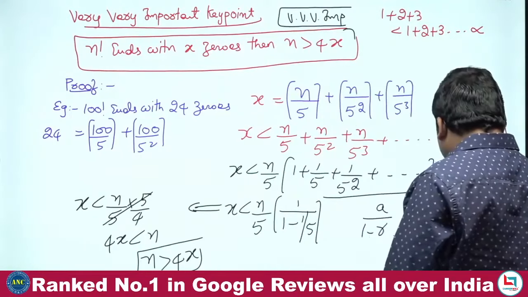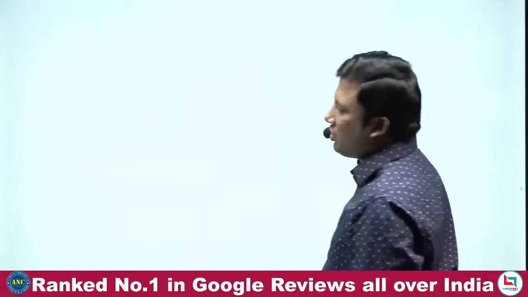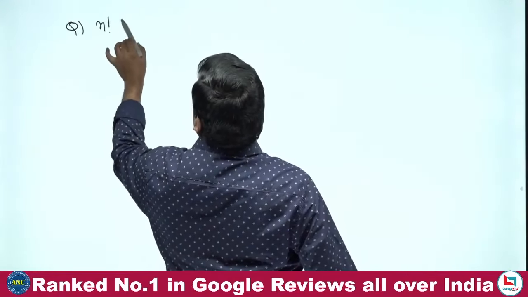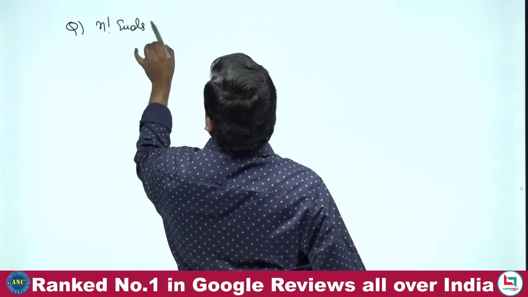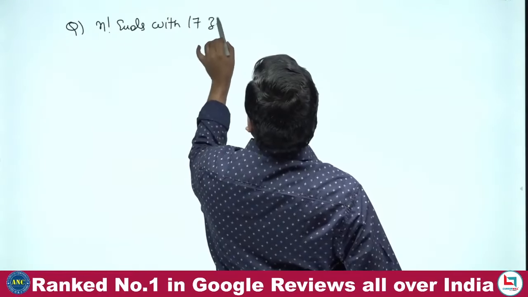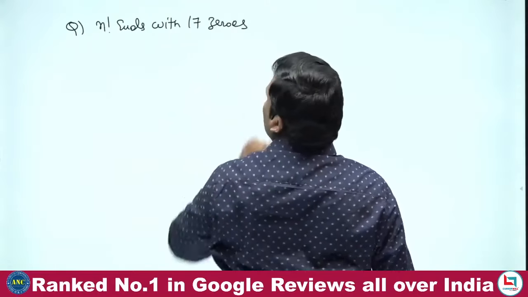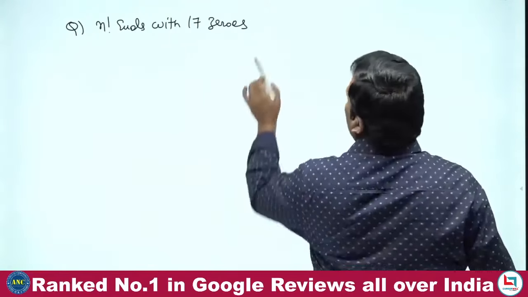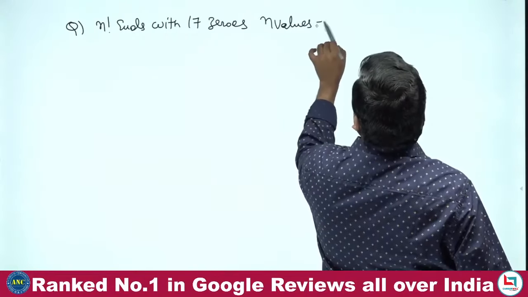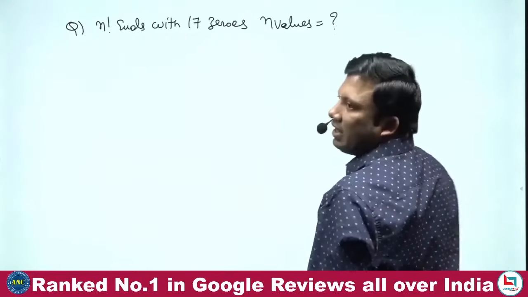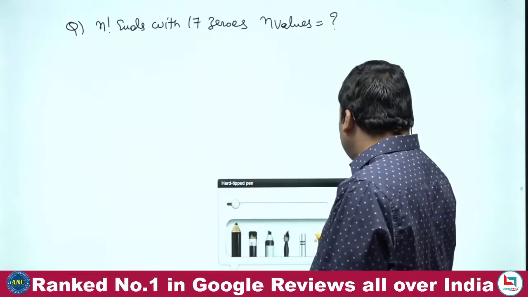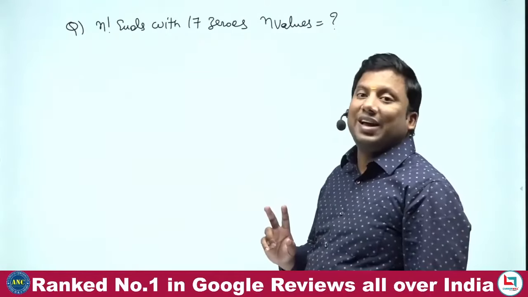First one, question. N factorial ends with 17 zeros. How many values can n take? Question is, n factorial ends with 17 zeros. How many values can n take?